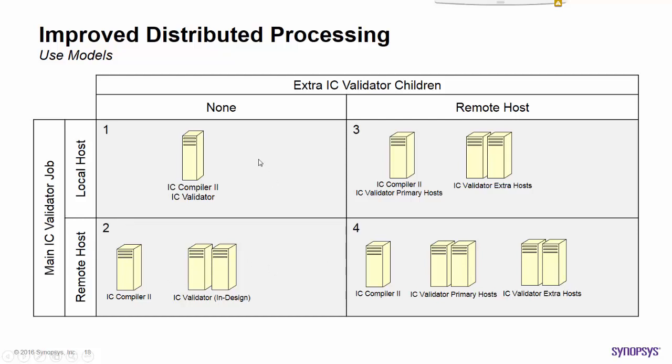Use models number 1 and 2 do not use the opportunistic host adding. This is shown in the first column. While use models number 3 and 4 use the opportunistic host adding, and this is shown in the second column.